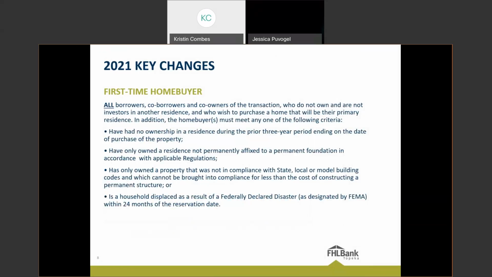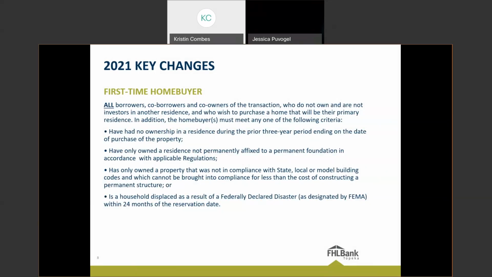The most significant change for the 2021 HSP is the first-time homebuyer definition. In the past, only one homebuyer had to qualify as a first-time homebuyer. Effective for the 2021 HSP, all borrowers and owners of the transaction must qualify as a first-time homebuyer per FHLBank definition, which is provided on this slide.